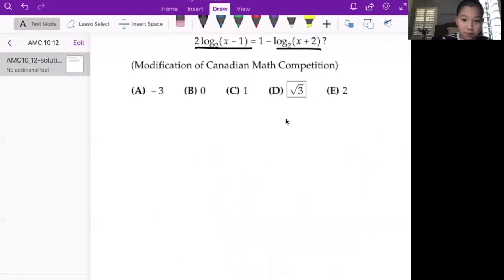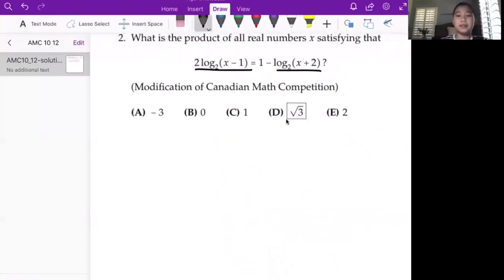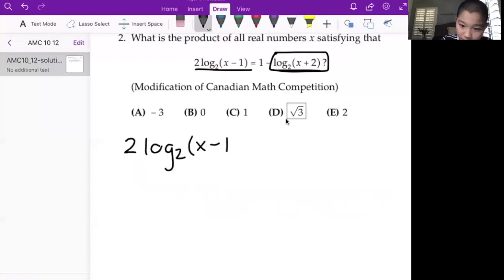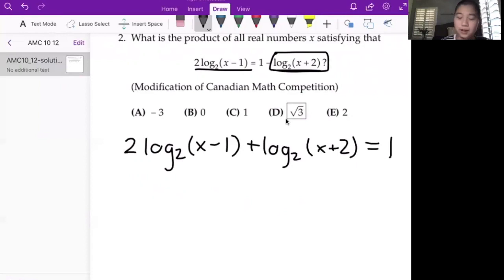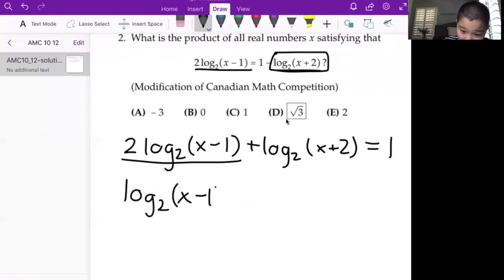So let's start by rearranging this equation so that the negative log base 2 of x plus 2 goes to the other side. So 2 log base 2 of x minus 1 plus log base 2 of x plus 2 equals 1. And then we use the formula on this, so we get log base 2 of x minus 1 squared.